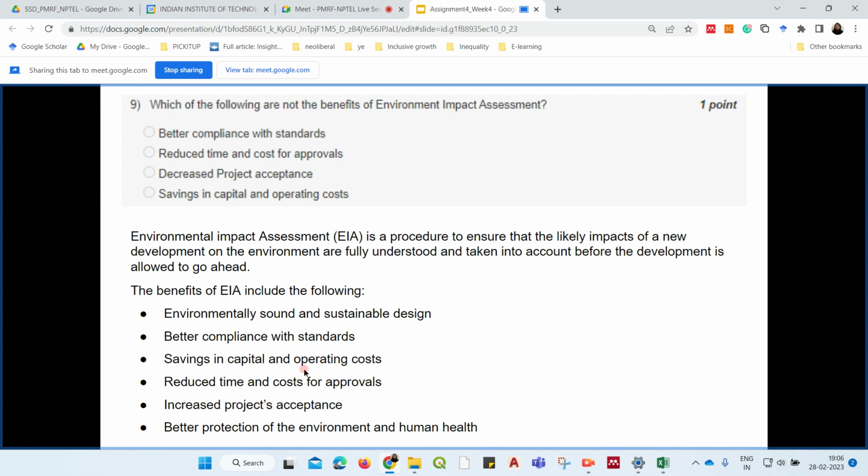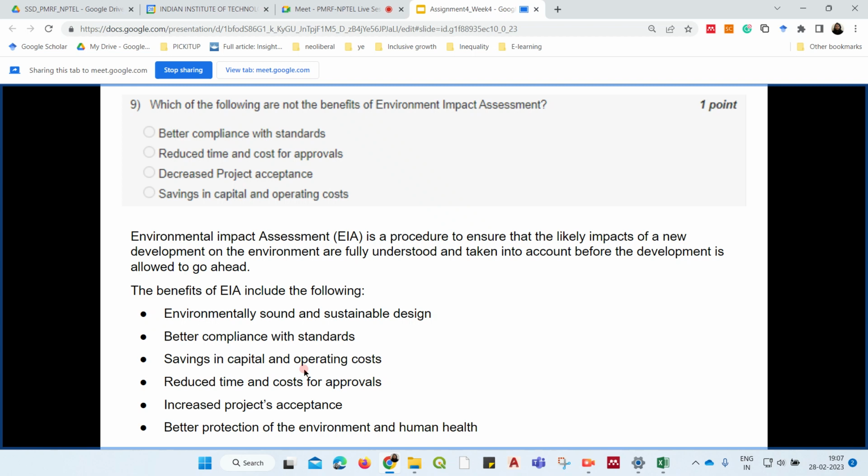Which of the following are not the benefits of environmental impact assessment? So this again, as I said, some questions in today's session are from next week. I'll still explain to you. So you are given four options: better compliance with standards, reduced time and cost for approvals, decreased project acceptance, and savings in capital and operating costs.